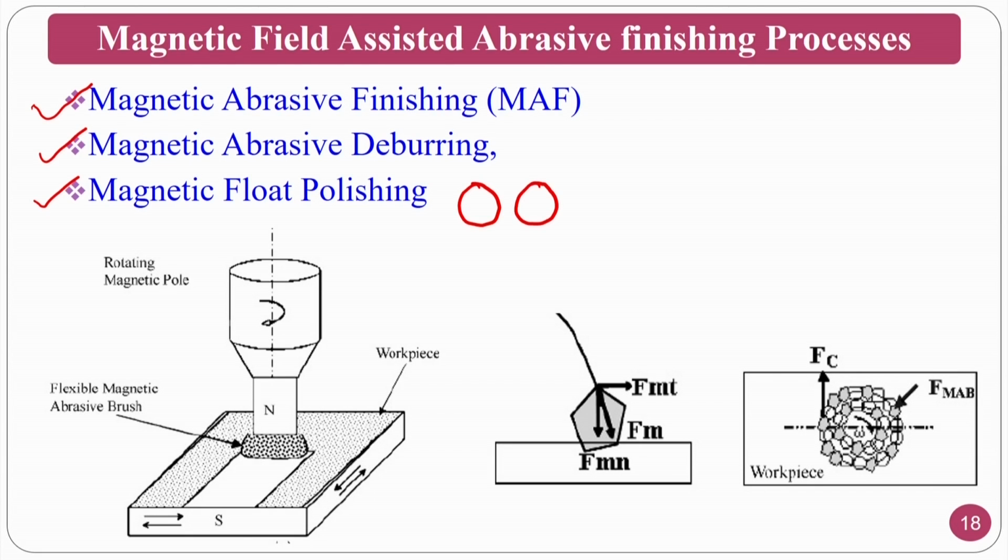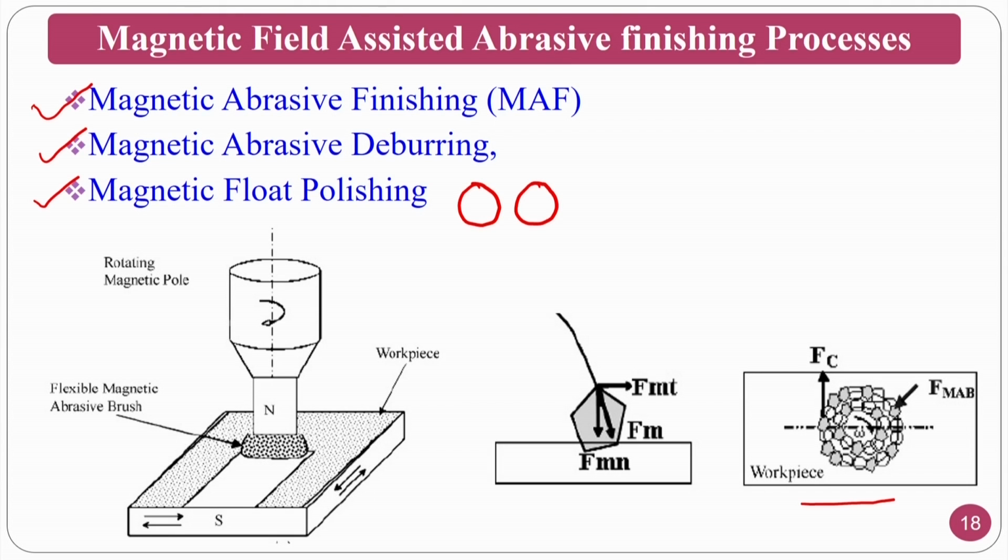The magnetic abrasive finishing process and magnetic abrasive deburring process normally use bonded abrasives, where CIP particles are sintered with abrasive particles, and this becomes a bonded abrasive particle. Then you can make a flexible magnetic abrasive brush and use it against the workpiece to finish. There are two varieties of flexible magnetic abrasive brush we have studied. One is static, another one is pulsating.